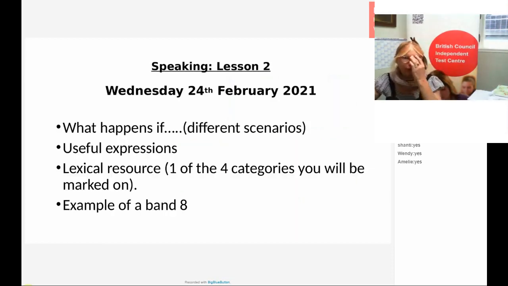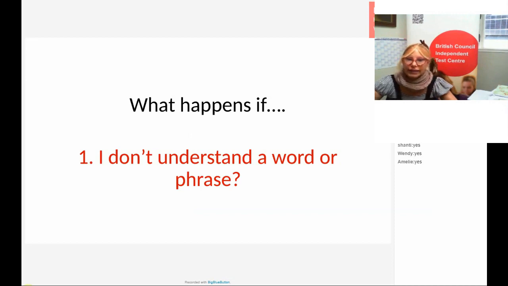A few little bits and pieces for speaking. So the first thing we're going to look at is what happens if types of situations. I'm going to give you a couple of scenarios where, if you're not sure what to do, here are some suggestions. We're also going to look at some useful expressions, and at lexical resource, which is one of the 4 categories you'll be marked on. And then we will look at some of the language that a band 8 person received when they did their speaking for part 2. Okay, let's get started.